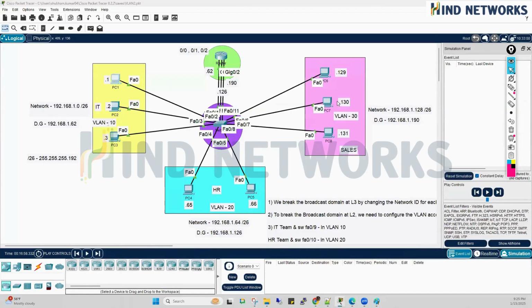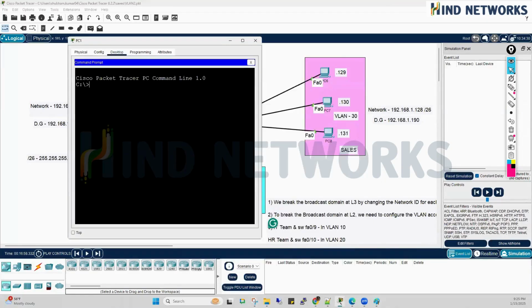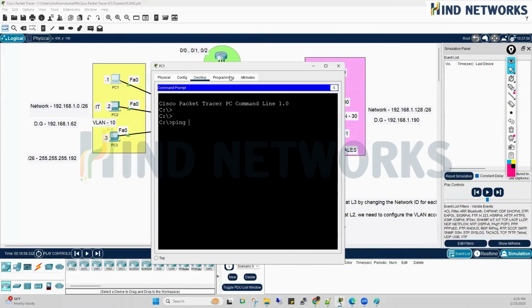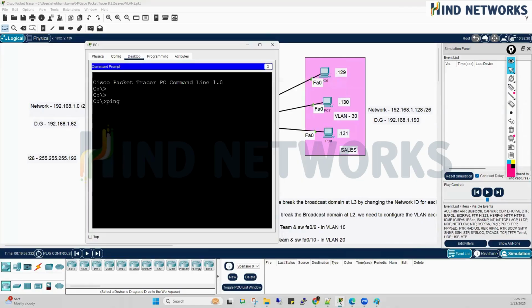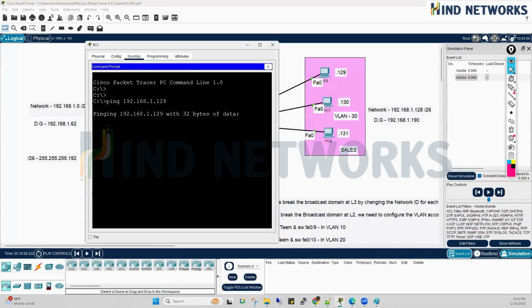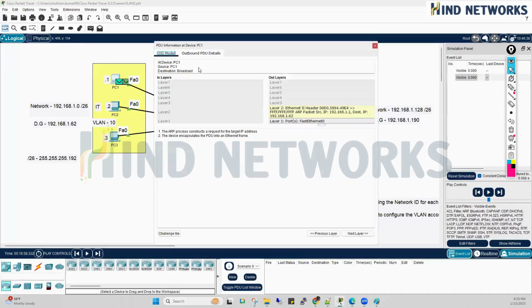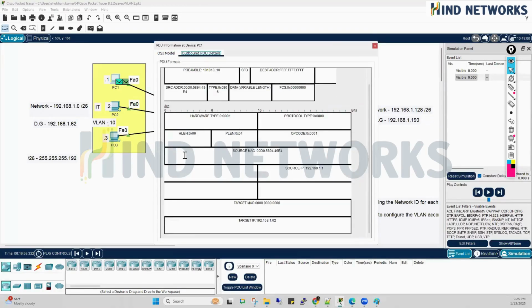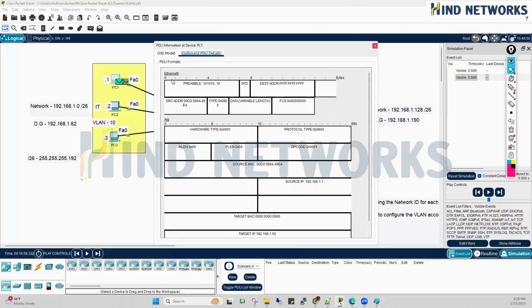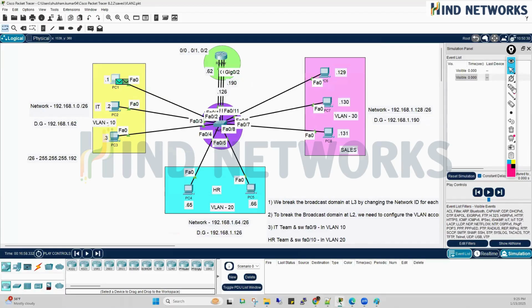For example, now you go onto the PC and go to the command prompt. You write ping, for example, you are pinging from this PC number 1 to this PC number 6. What is the IP address? 192.168.1.129. You are pinging this PC. So it generates the packet, right? So let me open this packet. When you see the packet, this is the ARP.